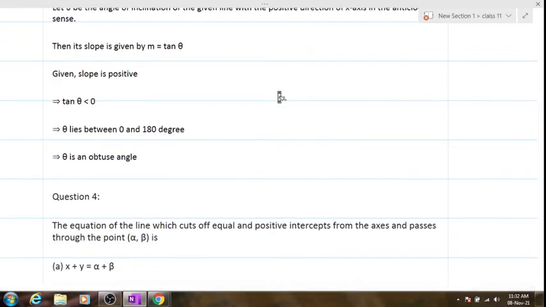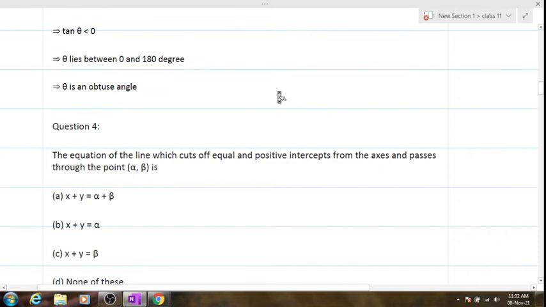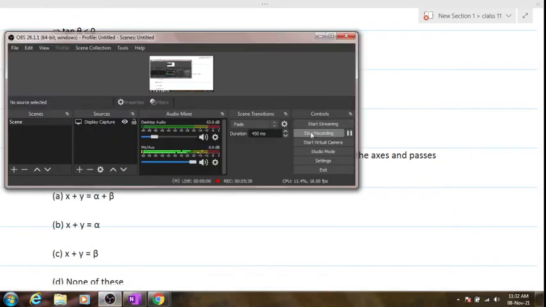question number 4. I'll pause the recording and I'll have to close the door because there's too much noise around. On the screen, everyone.